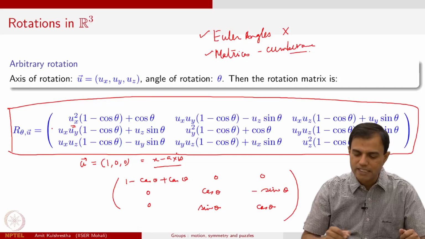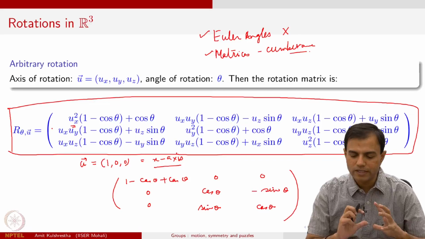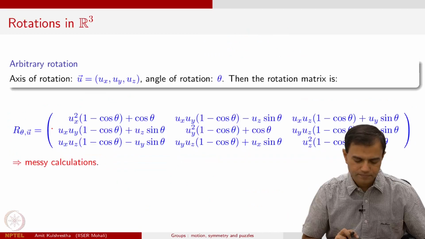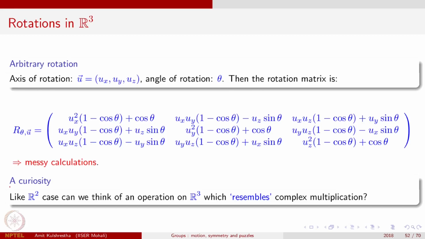So it is very important for us that given a group, we know how we are going to express it, and how we are going to extract mathematical information out of it. As I said, calculations are going to be messy if we keep this notation. So this is something quite important.